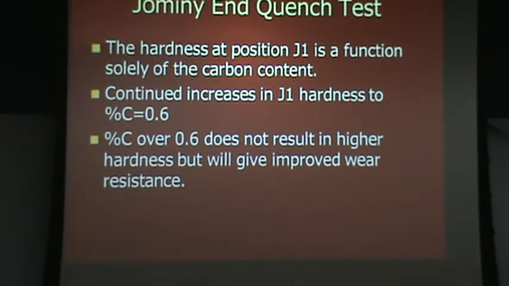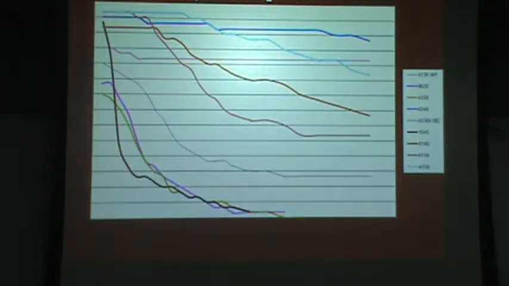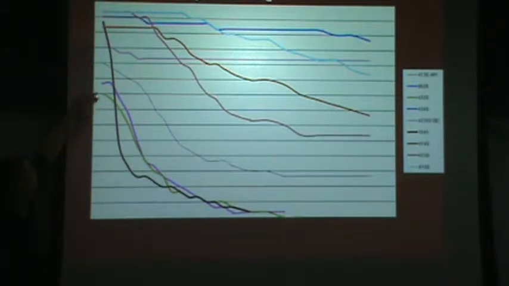So we covered the role of carbon content. Oh, one other thing. Let's go back just a minute. This is kind of important. So here, if we start here and we look at the different grades and going up just at the J1 position, we would see that the carbon content is continuing to increase.